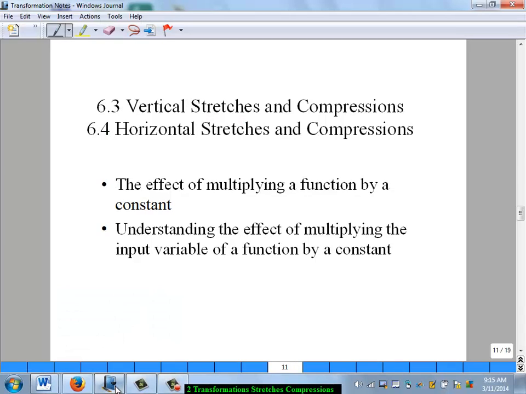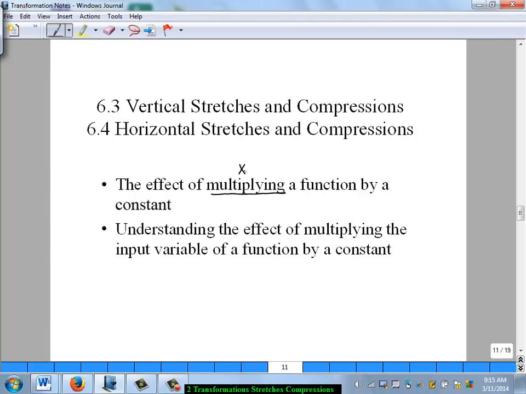Okay, welcome back to Transformations. We're now going to be talking about vertical stretches and compressions and horizontal stretches and compressions and the effect that doing these has on our graphs. Okay, so the big word I want you to remember here is multiplying.